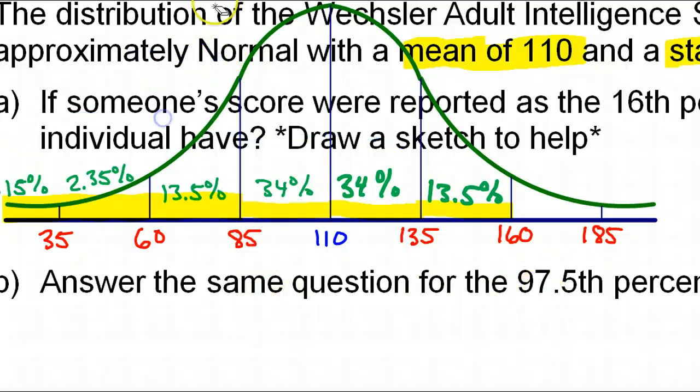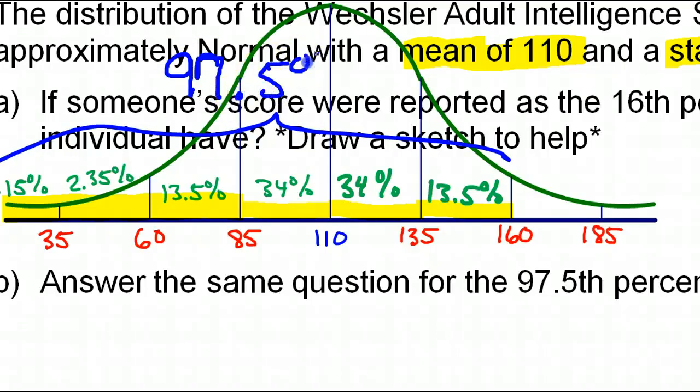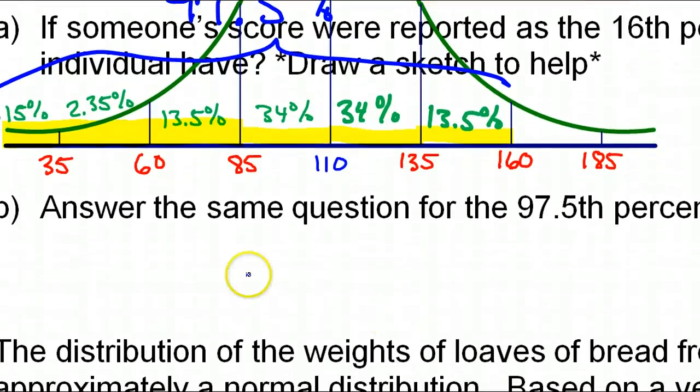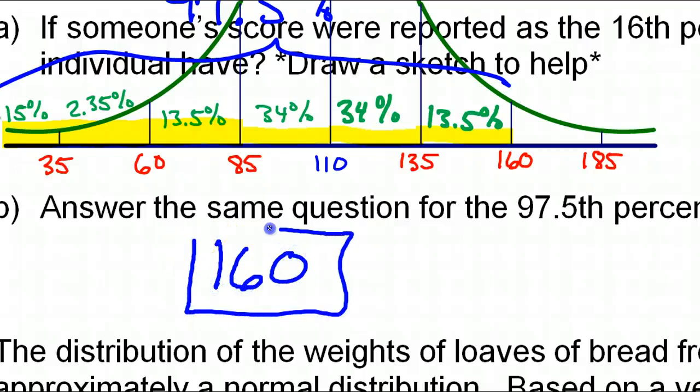All right, I'll just modify this as long as I'm doing it. Okay, so from here to here, that's our 97.5%. Okay, so what number? It's the 160. Okay, so a score of 160 would be the 97.5th percentile.